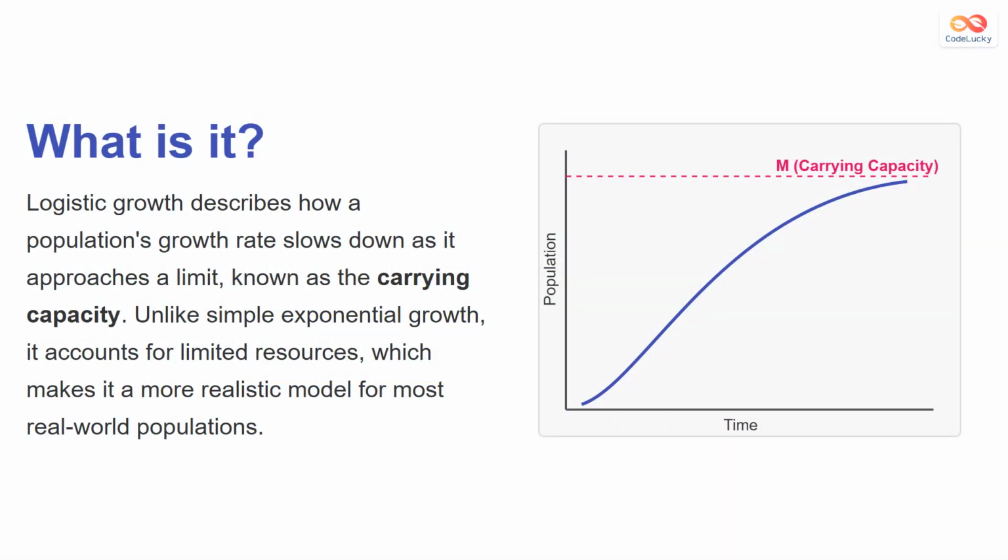So, what exactly is logistic growth? It is a model where a population's growth rate decreases as the population size approaches a maximum limit, which we call the carrying capacity. This happens because of factors like limited resources or space. It is a much more realistic model of population dynamics than simple, unchecked exponential growth.